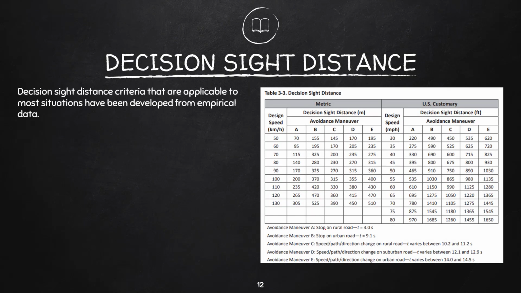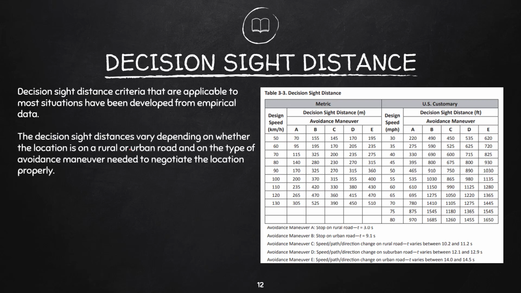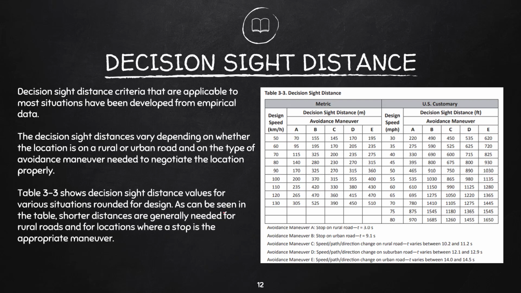Okay, so decision site distance criteria that are applicable to most such situations have been developed from empirical data. The decision site distances may vary depending on whether the location is on a rural or urban road or on the type of avoidance maneuver needed to negotiate the location properly. So as I have discussed a while ago for these types of avoidance maneuver. Table 3-3 shows decision site distance values for various situations rounded for design. As can be seen in the table, shorter distances are generally needed for rural roads and for locations where a stop is the appropriate maneuver.